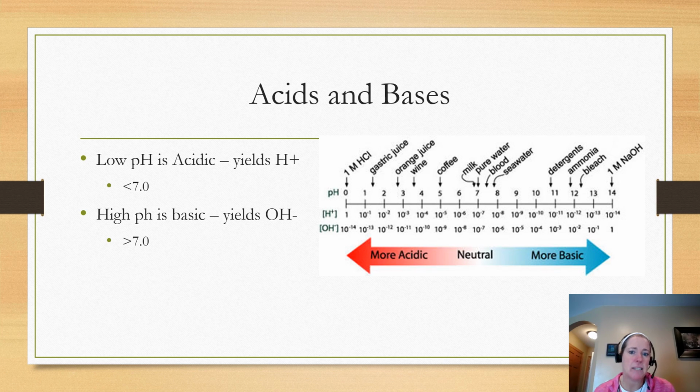Understanding acids and bases. The lower the pH, the more acidic. The higher the pH, the more basic. A low pH is usually less than 7. An acid yields hydrogen ions, and a base yields hydroxyl ions.